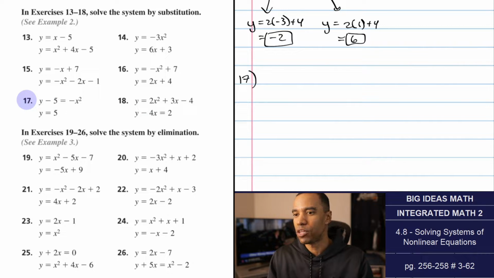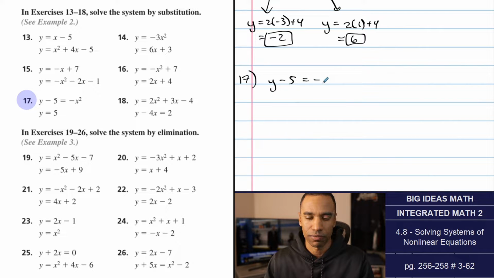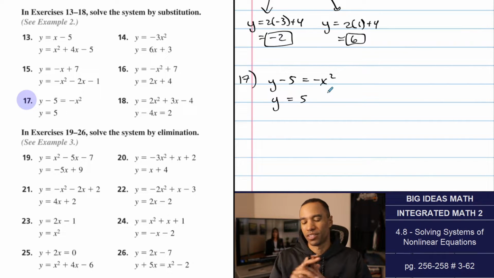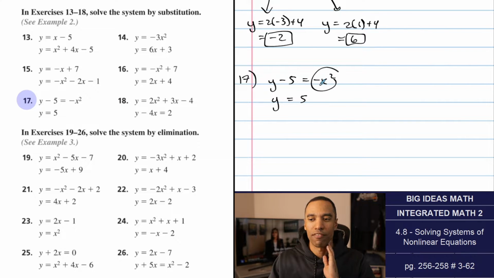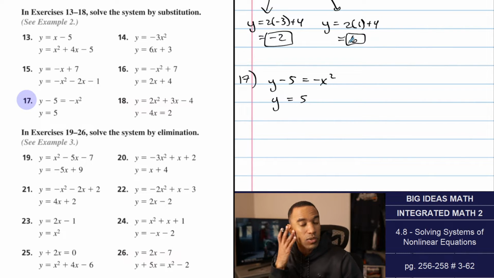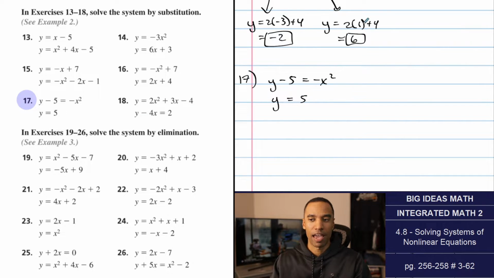Number 17. Y minus 5 equals negative x squared. Okay, this one does not have y by itself. Now, that's not in itself inherently a problem. Just make sure you don't substitute negative x squared in right there. That doesn't work. You can substitute 5 into here, but it'll just go in for y. So maybe I don't get y by itself here. I plug in 5 right there.